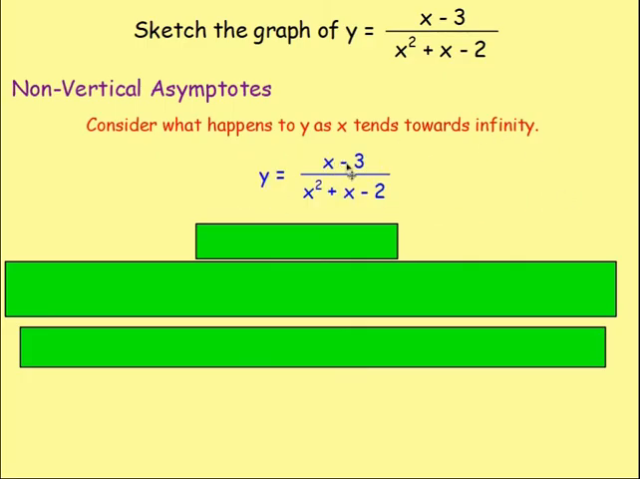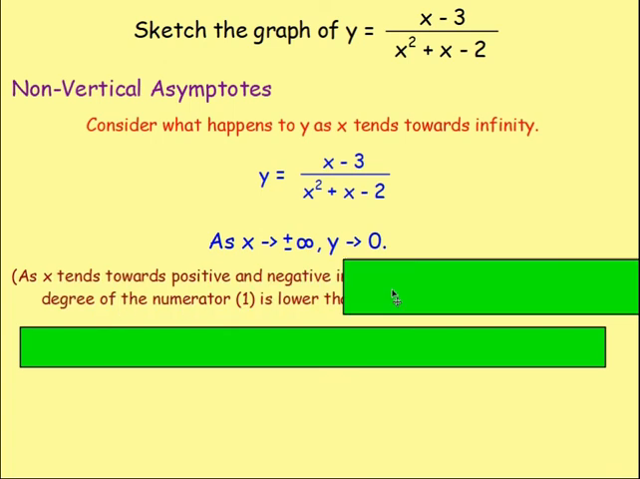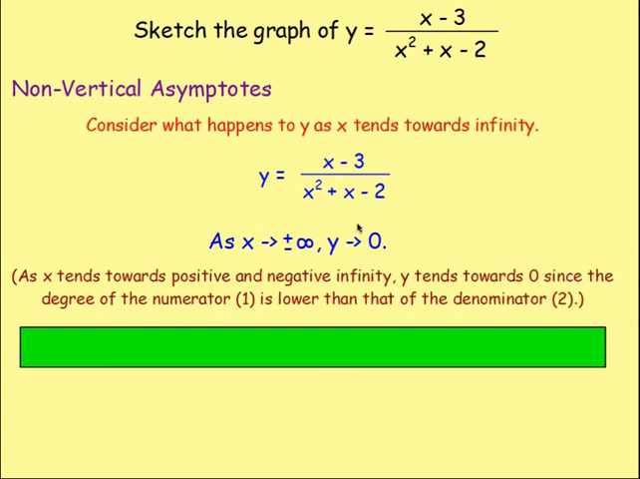So we had y equals x take away 3 over x squared plus x take away 2. Does anybody know what would happen as x approaches positive or negative infinity? Perfect. Well done, Ian. You're perfectly right. y would tend towards 0. And the reason for that is the degree of the numerator is less than that of the denominator. So if you put in a big number approaching infinity and then square it, the denominator is going to end up a lot bigger, which means you'd be dividing this by a bigger and bigger number.